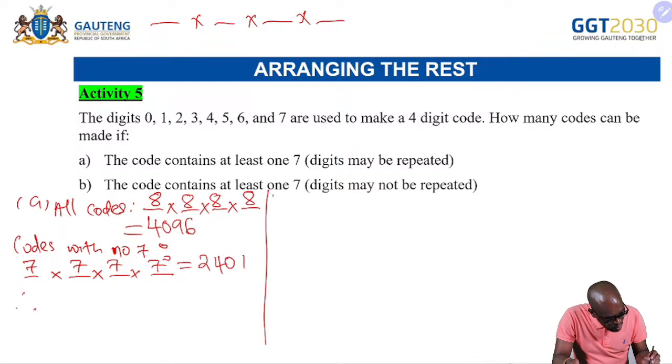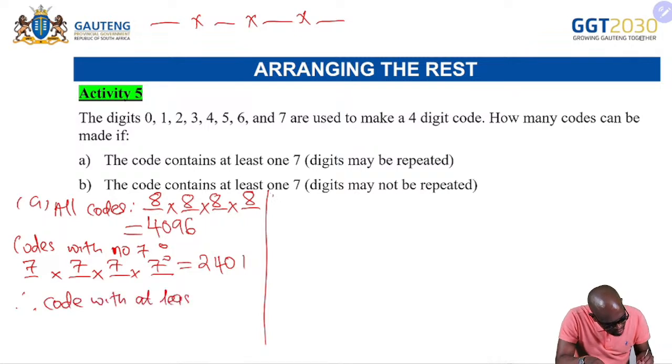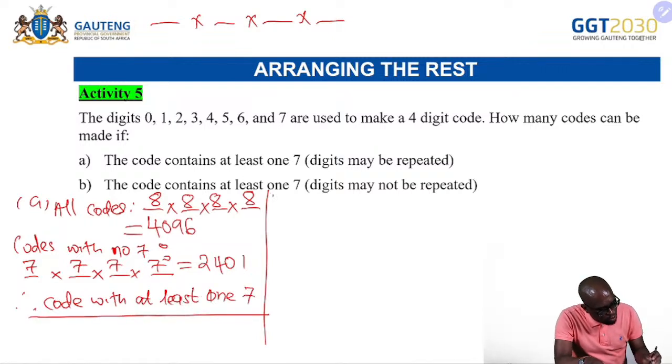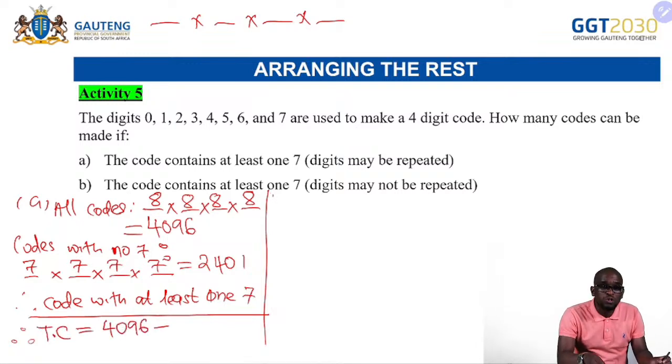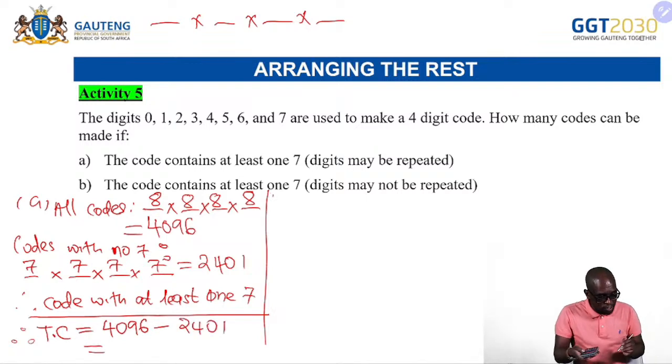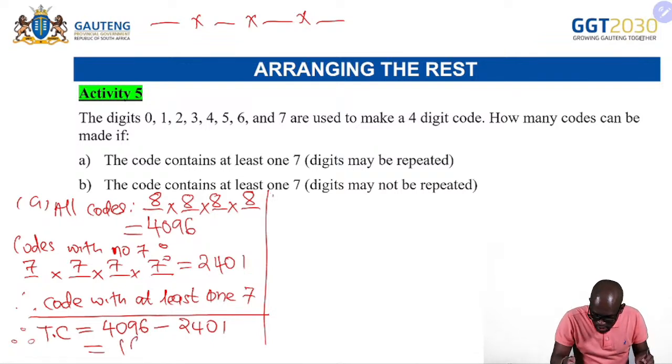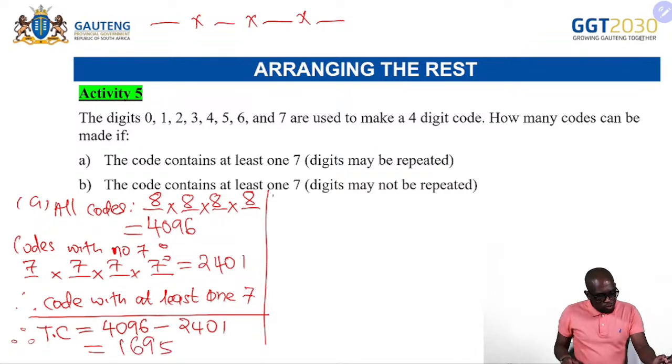Therefore, in order for us to have the code with at least 1 7, we're going to say this would be equals to the total number of codes, 4096, and we take away the codes that contain no 7. So this would be 4096 minus 2401. This gives us 1695 codes. So this would resolve to 1695 codes.